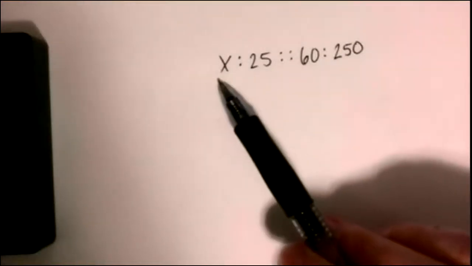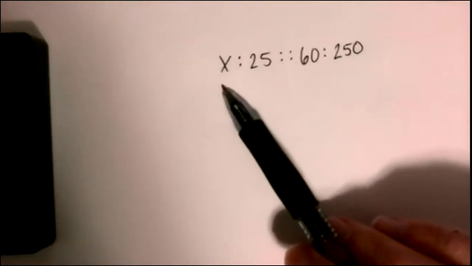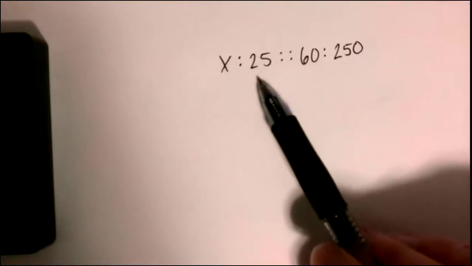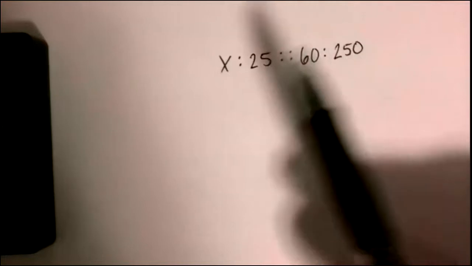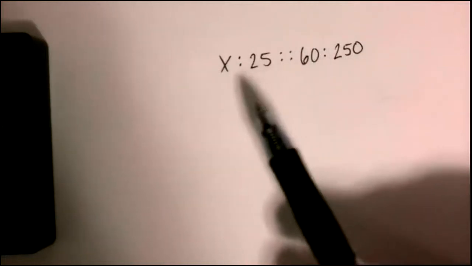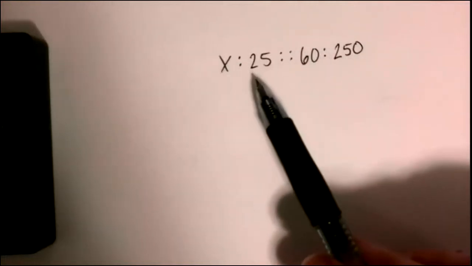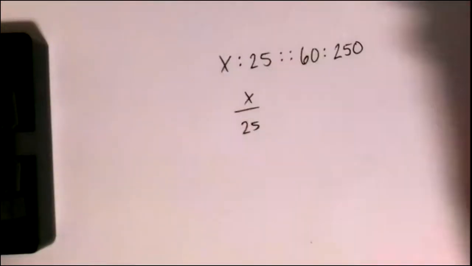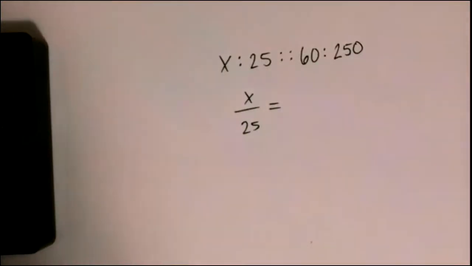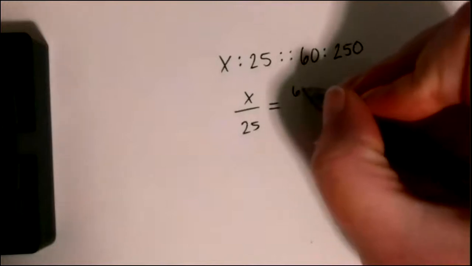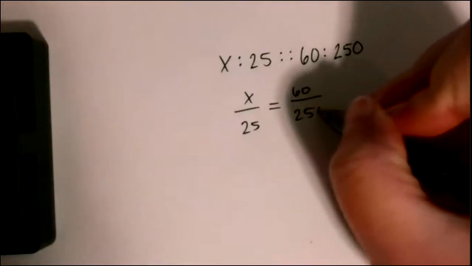So let's look at another example here. Now keep in mind, your x could be anywhere in this equation. Here we have it at the first number. So this is saying x to 25 is equal to 60 to 250. Let's first start by rewriting this in fraction form. So x to 25 is the same thing as x over 25. My double colons indicate an equal sign, and I have 60 over 250.